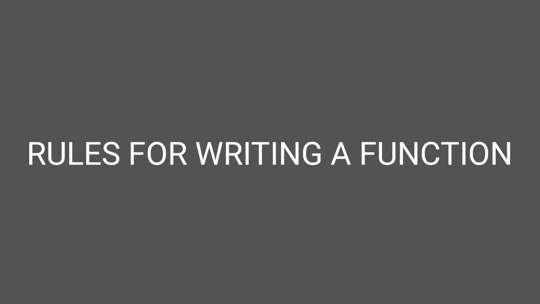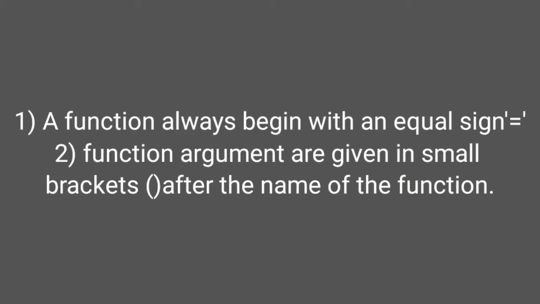Next, let us study the rules for writing a function. The first rule is that a function always begins with an equal sign. We know that a formula always begins with an equal sign, and a function is a predefined formula, so functions should also always begin with an equal sign. The second rule is that function arguments are given in small brackets after the name of the function. First we write the equal sign, then the function name, and after the function name, inside the brackets you should give the function argument.